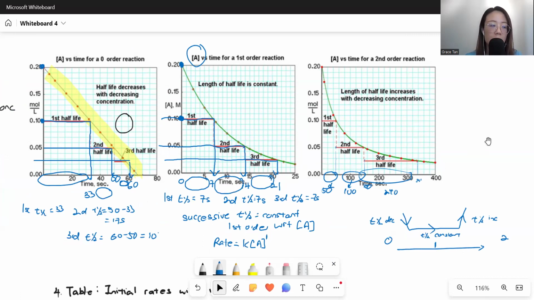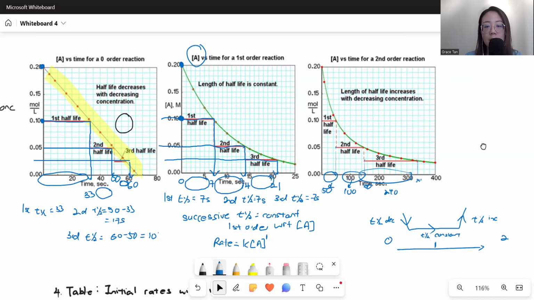If I'm not mistaken, maybe they can just ask, the half-life increases, what order is this? Then you know it's a second order reaction. But it has to be a significant increase, like from 50 jumping to 100. Then it's a very significant increase in the half-life, and yes, I know it's a second order reaction.